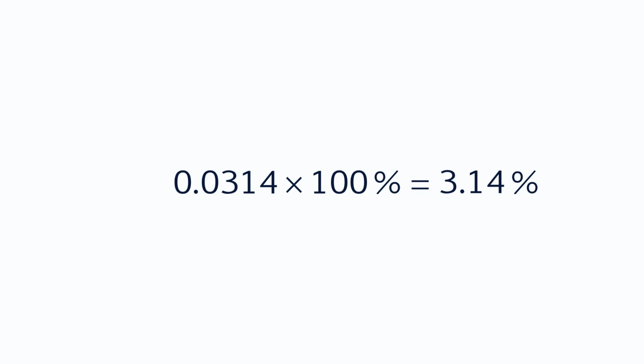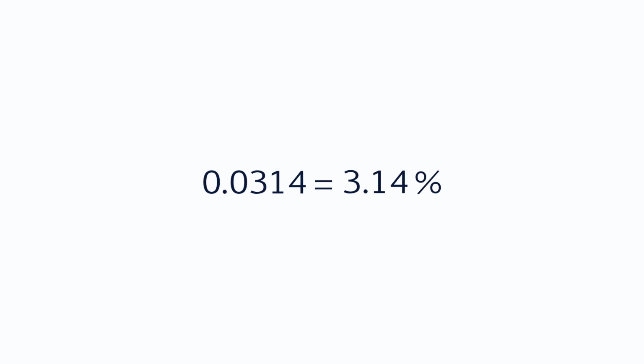So 0.0314 times 100% is equal to 3.14%, which means that 0.0314 is the same as 3.14%. That was it. Your decimal is now converted to a percentage.